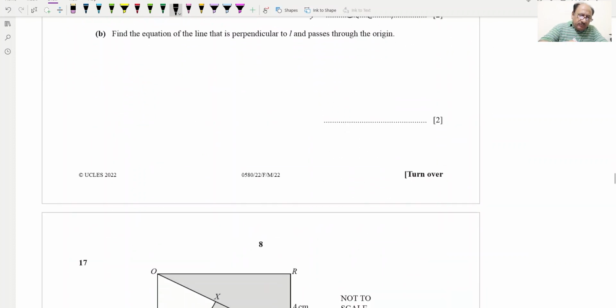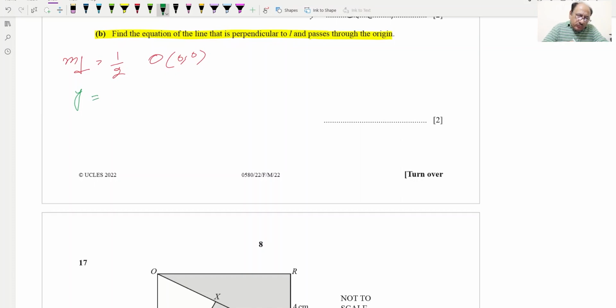Now we can move to part B, and part B says find the equation of the line that is perpendicular to L and passes through the origin. Now the gradient of the perpendicular will be the reciprocal with the sign changed. So reciprocal and change sign will be 1 by 2, and the line passes through the origin, so the coordinates of the origin are this one.